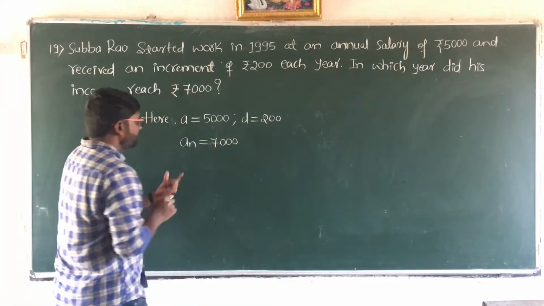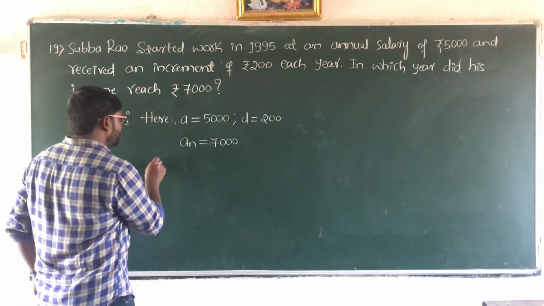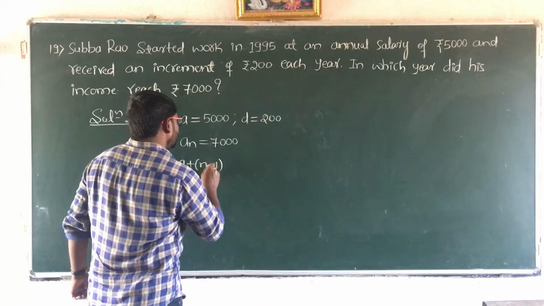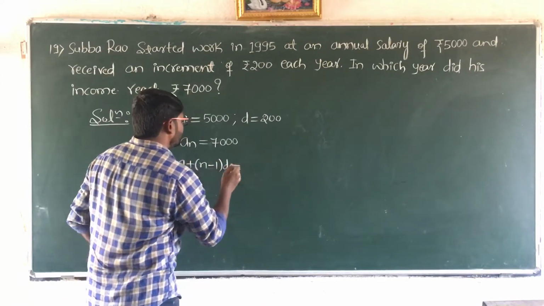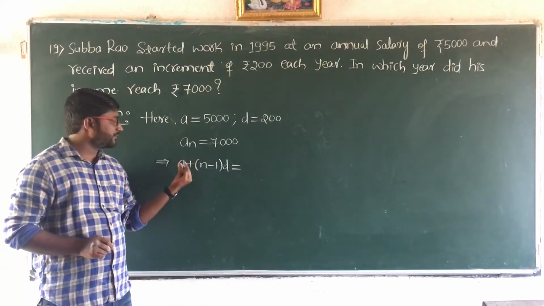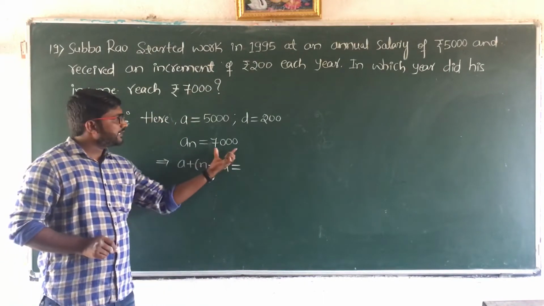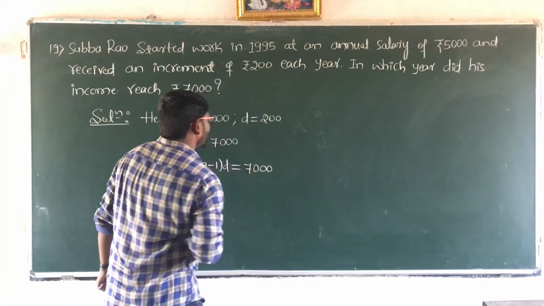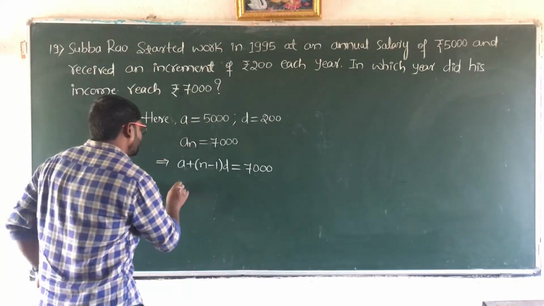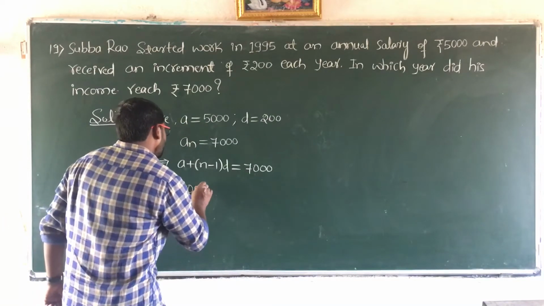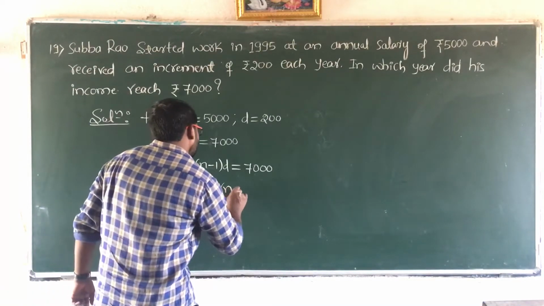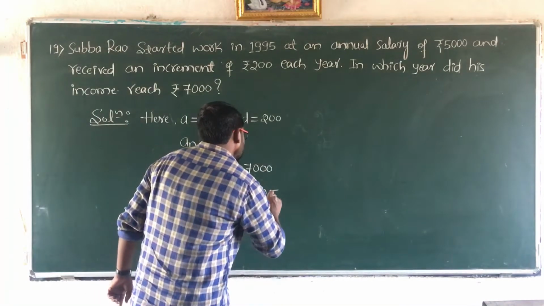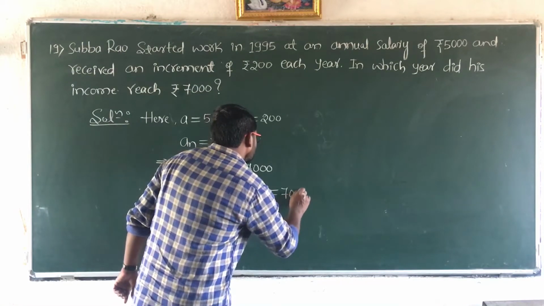So now what is AN here? This implies A plus N minus 1 into D. So I have replaced AN with the standard formula, A plus N minus 1 into D. Then I will get 7,000 as it is. Now what is A here? A is 5,000. So 5,000 plus N minus 1 into D. D is 200, which is equal to 7,000.